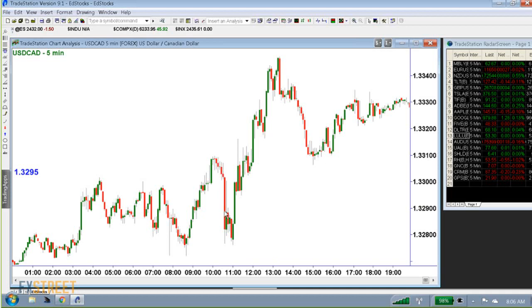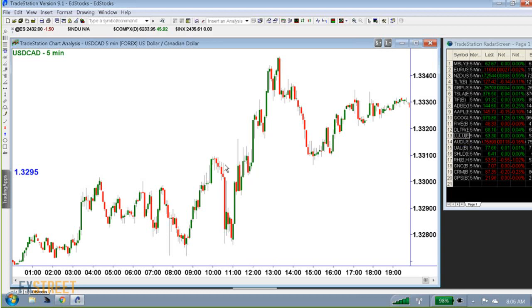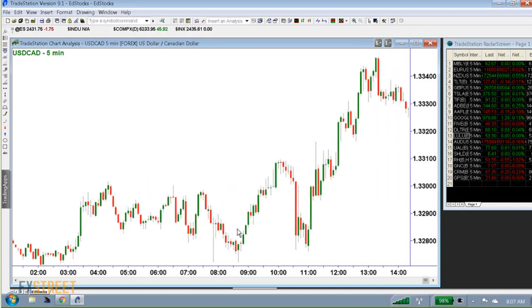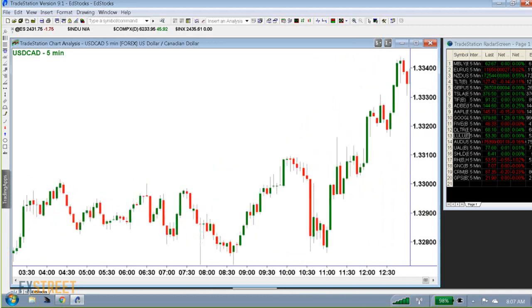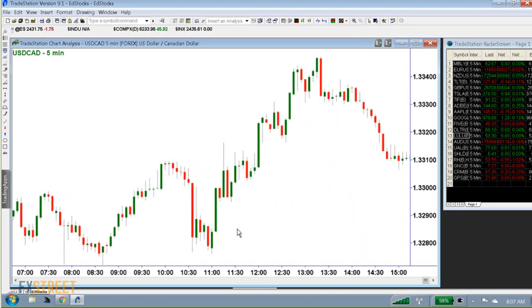We shot downward. You can see that big red candle here. That big red candle comes right at 10:30. That's exactly the timing of the energy report. So dollar CAD shoots down and then pulls the big reversal. This is exactly the type of thing that we were talking about: the reversal, very, very common during the energy report.